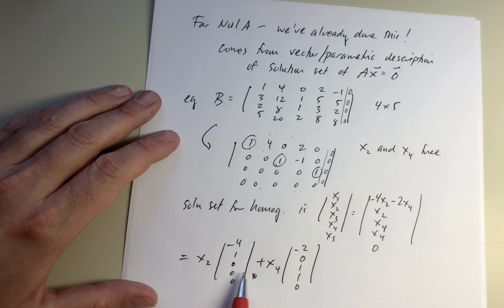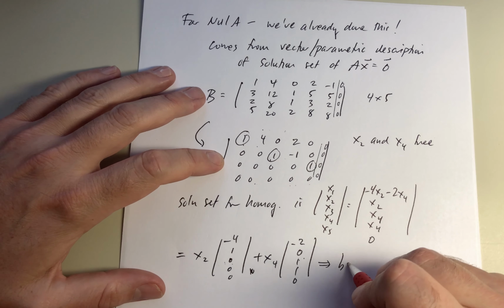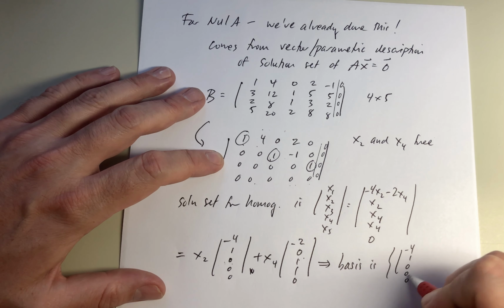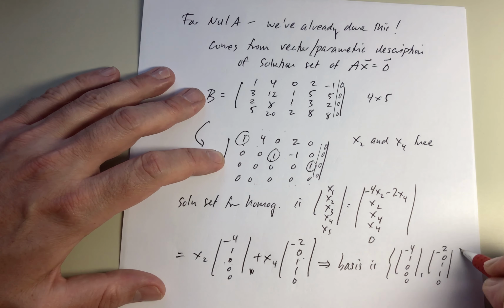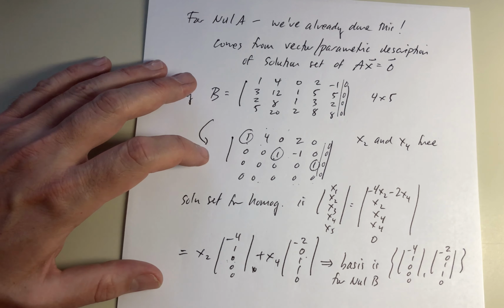Well, if that's the null space, the solution set for the homogeneous is the null space, what this is saying is that these two vectors are the basis. It turns out that when you write the solution set in this way, you always get a collection that's linearly independent. And more or less by design, this gives you vectors that span the null space. So the punchline here is that the basis is minus 4, 1, 0, 0, 0, comma, minus 2, 0, 1, 1, 0. That's a basis for the null space of B. Okay?